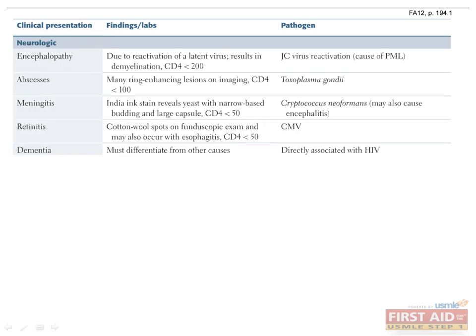The neurologic system can be infected with diseases as well. Progressive multifocal leukoencephalopathy caused by the JC virus can be reactivated from its latent form when CD4 counts are less than 200. Toxoplasmosis can cause ring-enhancing lesions within the brain when CD4 counts are less than 100. Meningitis due to Cryptococcus may develop, but only at very low CD4 counts, less than 50. Retinitis in the form of cotton wool spots on fundoscopic exam can be caused by CMV infections at CD4 counts less than 50. Finally, HIV-associated dementia can commonly develop, and you should suspect this first over the other forms of mental diseases as a cause of neurologic symptoms.